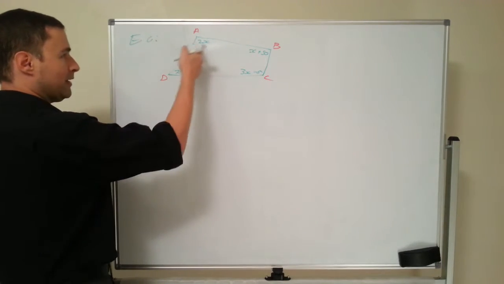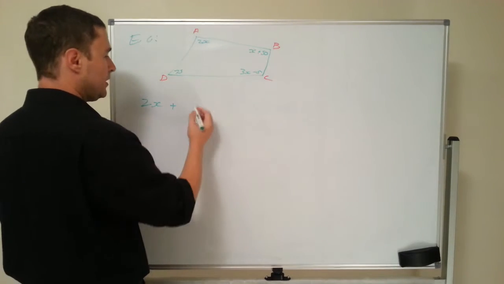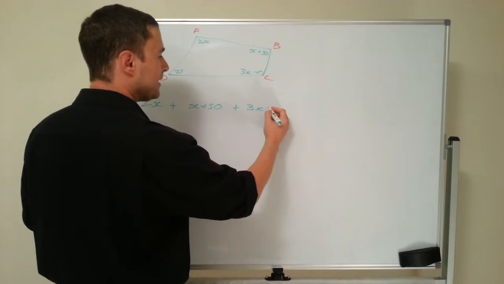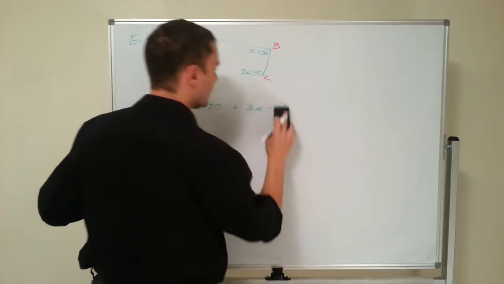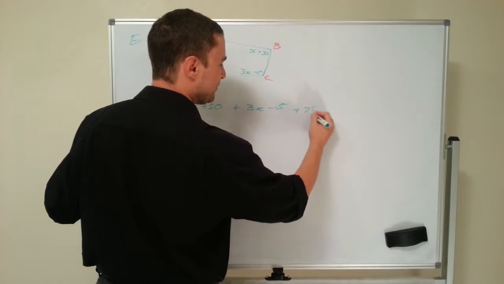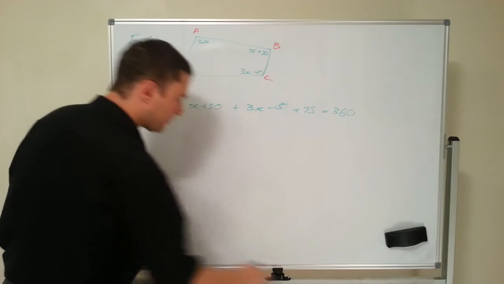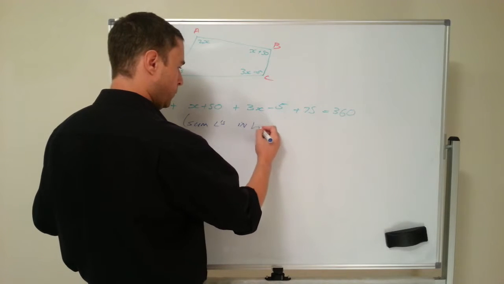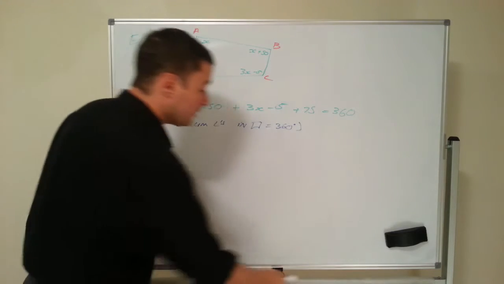Okay, so I'm going to label each angle as we go. Angle A is 2x, plus angle B is x plus 50, plus angle C is 3x minus 5, not 75, I'm thinking too far ahead, 3x minus 5, plus angle D is 75, okay? And that has to equal 360. Fantastic. Why does it have to equal 360? Because sum of angles in a quad equals 360 degrees. There's the reason.